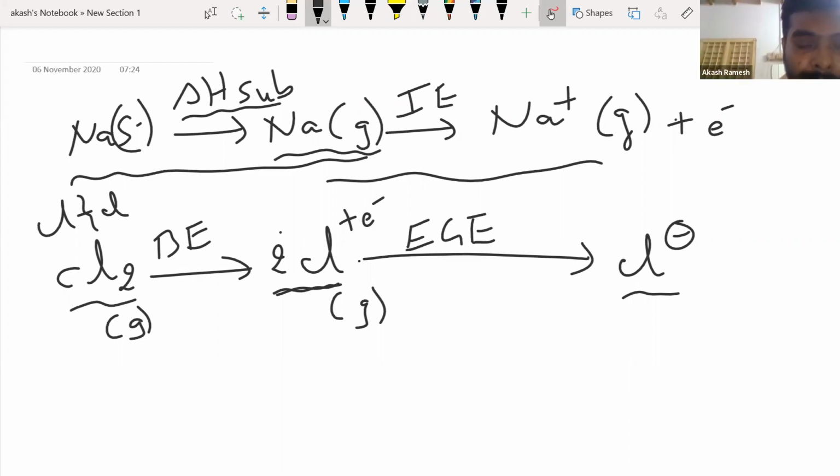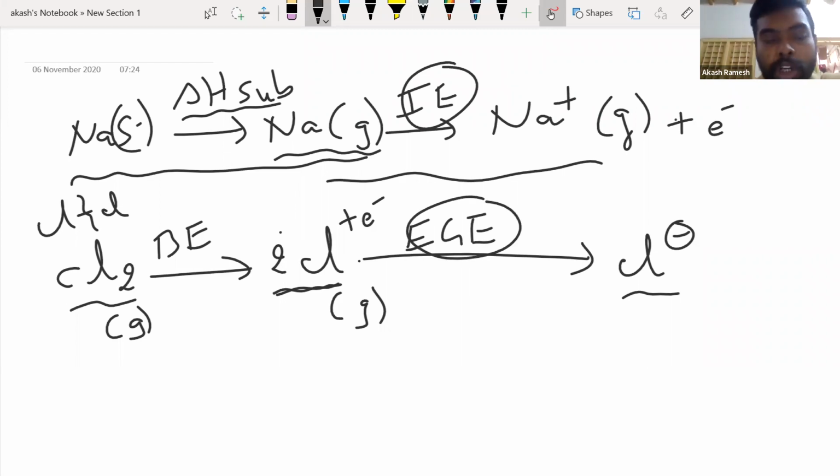So it is going to be electron gain enthalpy, EGE. When I write EGE, people shouldn't get confused. It is going to be electron gain enthalpy. This is my ionization enthalpy for removal of an electron. This is my electron gain enthalpy for addition of an electron to the element to form the anion. Now coming back to the number. Please understand, all the enthalpies we define in terms of joules per mole or kilojoules per mole.